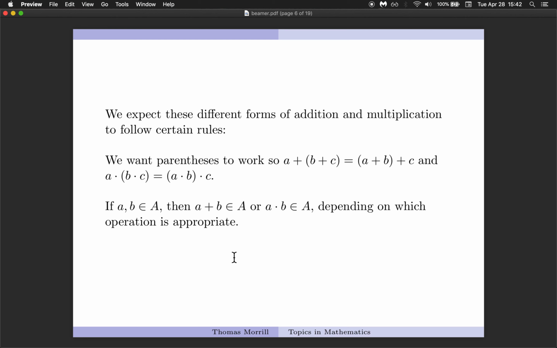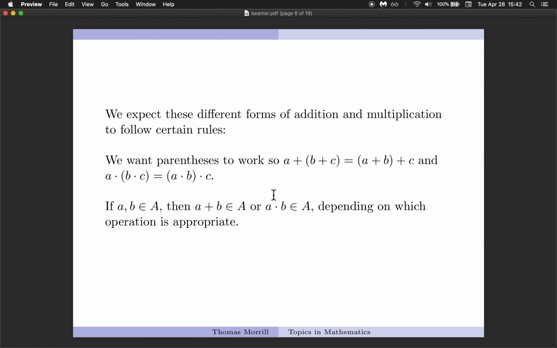So we always want parentheses to work. So a plus b plus c had better be the same answer no matter where I stick the parentheses in. Same thing with multiplication. I've been highlighting in all my examples, whenever I add things together or multiply them together, I get the same sort of object as I started with. Adding two real numbers together should not produce a matrix, right? Adding two functions together shouldn't get me a rational number, and so on.